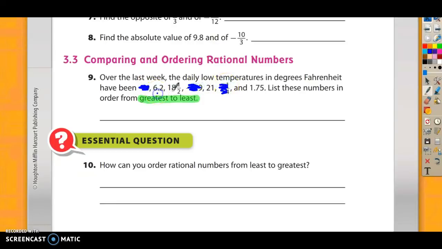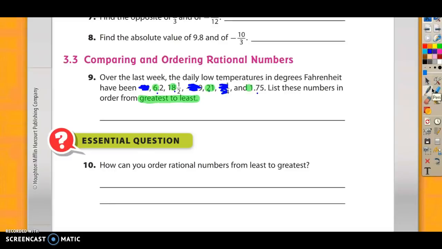Now I've got 1, 2, 3, 4 positive numbers. Now, if you think to yourself, oh, I've got decimals, I've got fractions, this is going to be stressful, just pay attention to what the whole numbers are. We've got a 6, we've got an 18, we've got a 21, and we've got a 1. It doesn't matter that that 1 has a decimal next to it. It's still not going to be greater than 21 or 18.